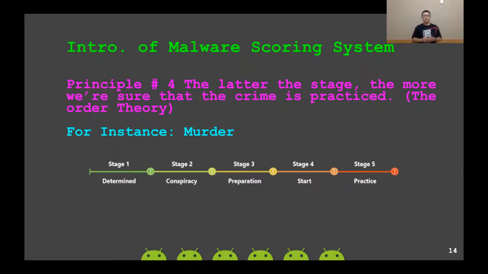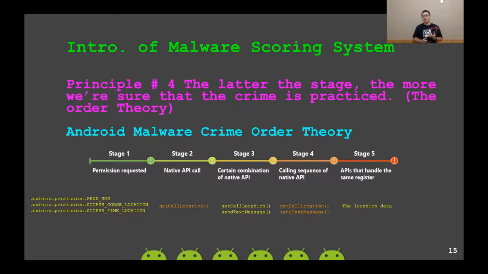And in stage four, start. It means when things are all set, the murderer takes action and is on the way to kill someone. The last stage, stage five, practice. It means the murderer does pull the trigger and shoot someone. So, as we can see here, the later the stage, the more we are sure that the crime is practiced. So, with this principle in mind, we developed the Android malware crime order theory. And in this theory, we also have 5 stages for the crime.